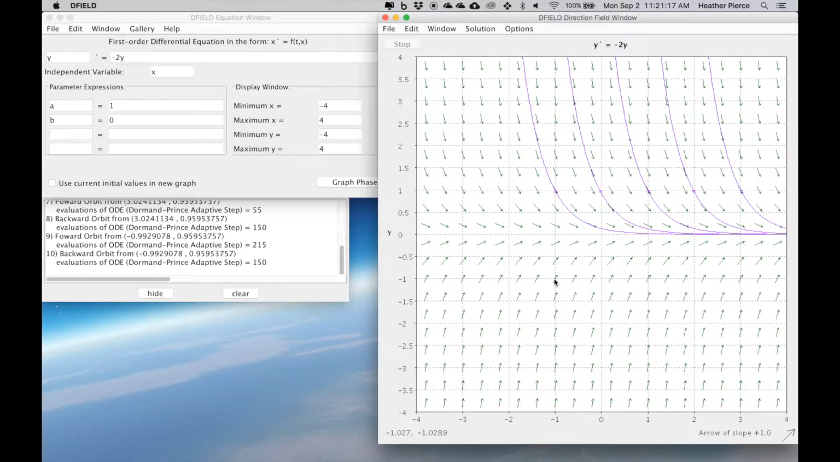We can move down to the bottom. And we get lots of different graphs. So there are lots of different solutions to this differential equation. It really just depends on the initial condition. What point did we start with?